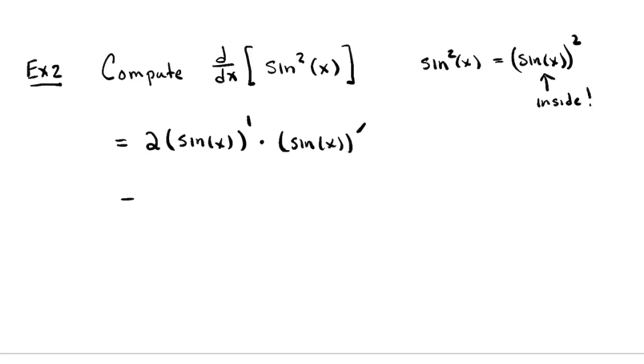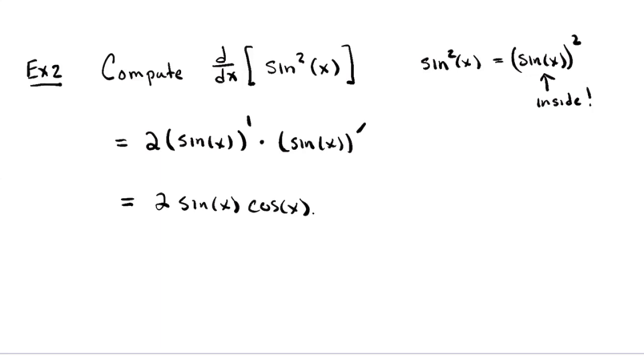All right, so in this case, what are we going to get? We're going to get 2 times the sine of x. Well, the derivative of sine of x is cosine of x. So in our second example, the derivative of sine squared of x is 2 sine x cos x. It's 2 sine x cos x.